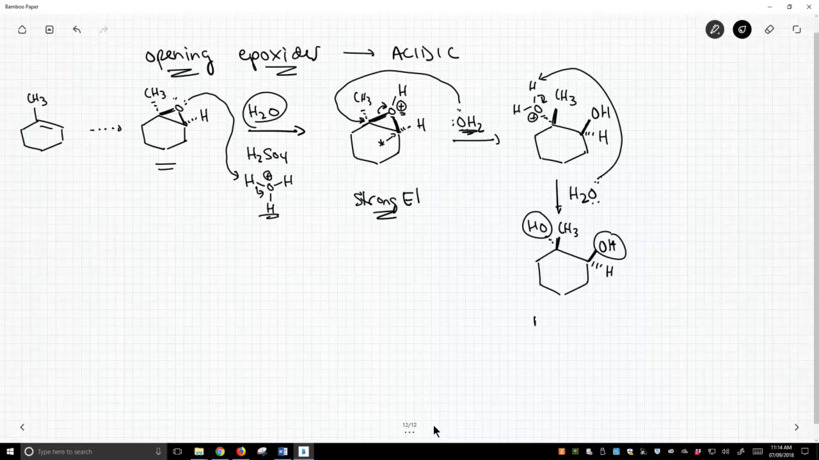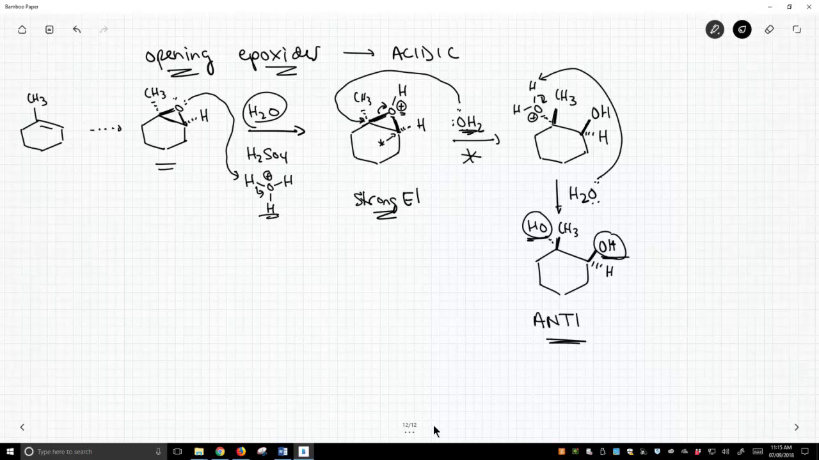And the overall process is an anti-addition. Although you could argue, once we made the epoxide, making the epoxide is really where the addition occurred. It's where we got rid of the alkene. And this was really a syn addition. But once we open up the epoxide, because the water attacks from the opposite face, in this step, the overall process is an anti-addition. So when you open up an epoxide, you get 2 groups added to your alkene, and they will be trans to one another. So this is opening under acidic conditions.